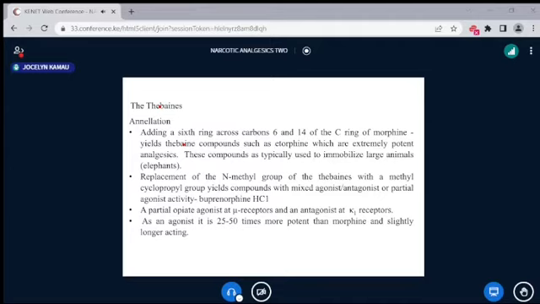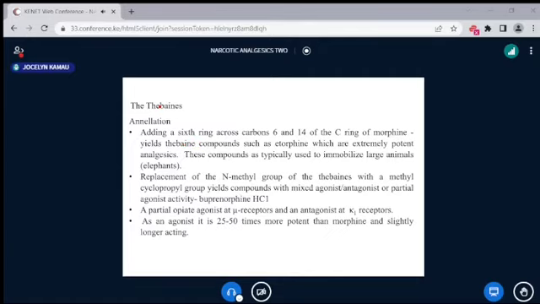You kill them. It is actually used in large animals like elephants. When you want to put them to sleep, you see them shooting them in the parks when they want to transport them. This is one of the drugs they can use because it has very high analgesic activity. Of course, it also causes the animal to sleep. So the thebaine compounds such as etorphine are extremely potent analgesics. These compounds are typically used to immobilize large animals like elephants. So you cannot use them on humans. You will kill them.